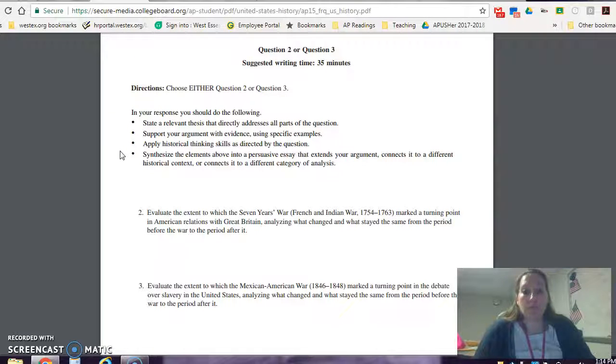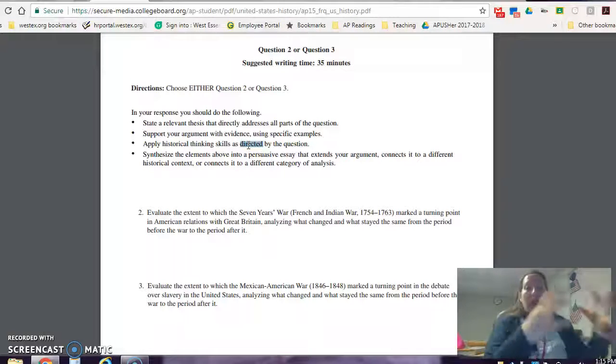For the LEQ, remember there's no contextualization. It's thesis, then your argument with evidence using specific examples. I think you need to get to hopefully at least 3 per paragraph. You get 2 points for this: 1 for giving evidence and 1 for supporting your argument with it. And then here, applying the specific thinking skills as directed by the question.